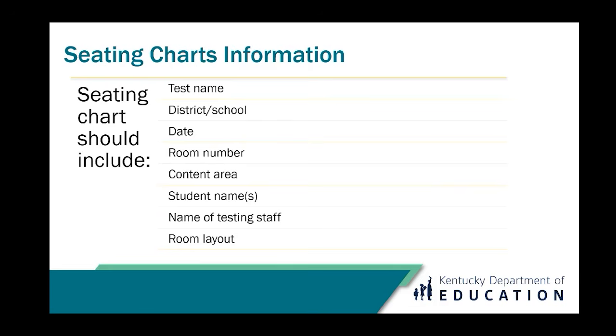Student names should be placed in the appropriate places on the room layout. Indicate on the chart if a student is absent or if there is an empty seat. Using the same seating chart for more than one session is acceptable, again, especially if you are testing more than one section on the same day with the same students. If you have questions about a seating chart you or your school have created, check with your DAC.